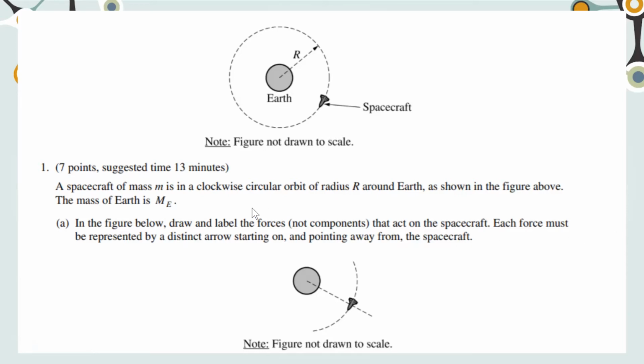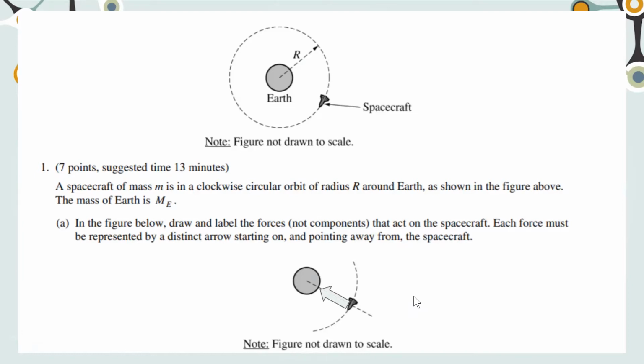Well, here it says that the spacecraft is in circular orbit. So that means there's centripetal force. And in centripetal force, the net force is always pointing towards the center of rotation. So we can first draw the centripetal force with an arrow such as this. Now, are there any other forces?